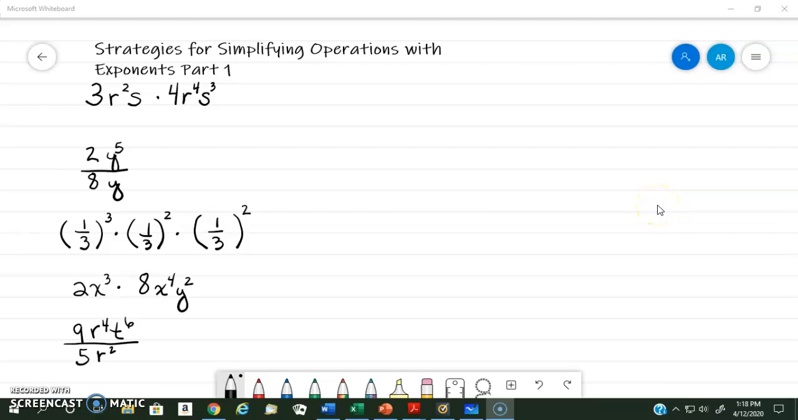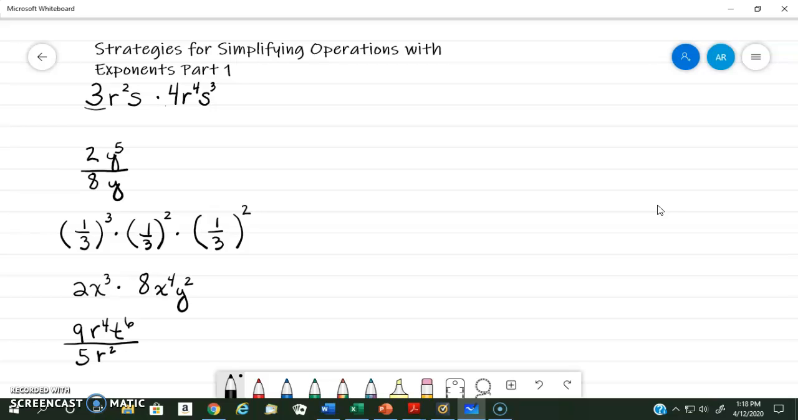All right, so now we're going to talk about strategies for simplifying operations with exponents. So we're going to be trying to bring all of the things that we've learned about exponents together. So we're going to do this through examples. So the first thing you need to remember is that for all of your choices, you really want to keep your bases together.